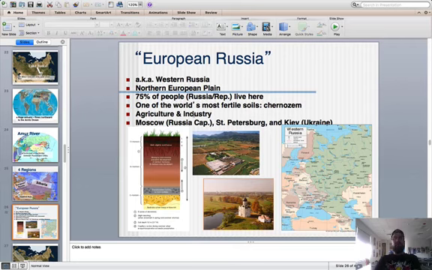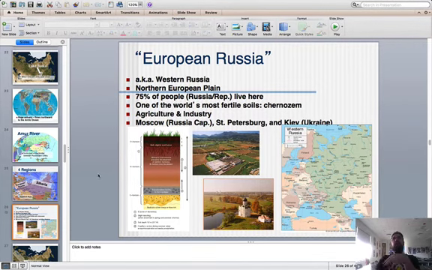And then a lot of industry as well, like in Moscow and St. Petersburg and places like that. Of course, Moscow is the capital. St. Petersburg is another major city. It was built about 500 years ago. And then Kiev, which is in Ukraine, but that's actually your first Russian empire going back about 1,200 years ago. It's like your first Russian city to ever be built.